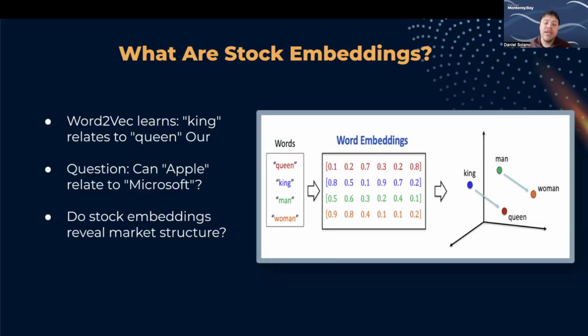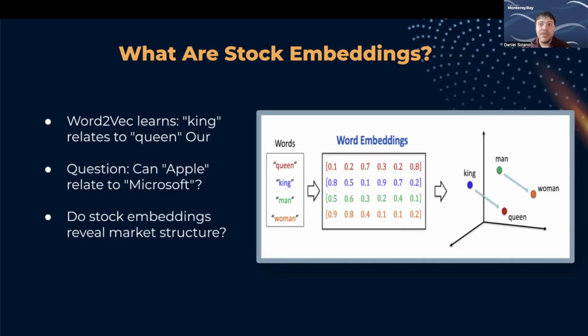So what are stock embeddings? To learn what stock embeddings are, we're going to take a look at that word2vec example we spoke about earlier. In natural language processing, word2vec takes words like queen, king, man, and woman and converts them into numerical vectors, these arrays of numbers as you can see here. And then when you plot these vectors in space, you discover similar words clustered together and relationships emerge that you can't see with the naked eye.